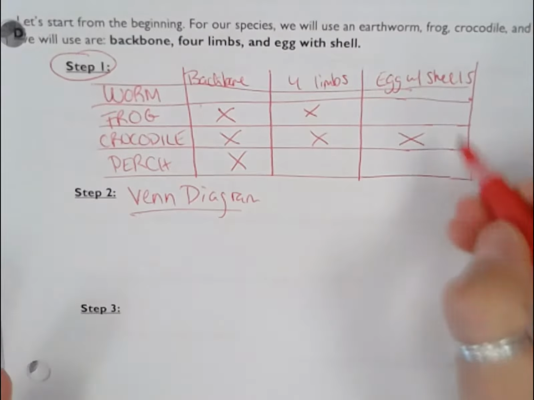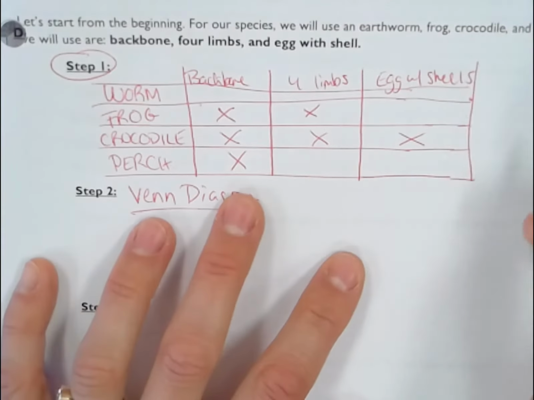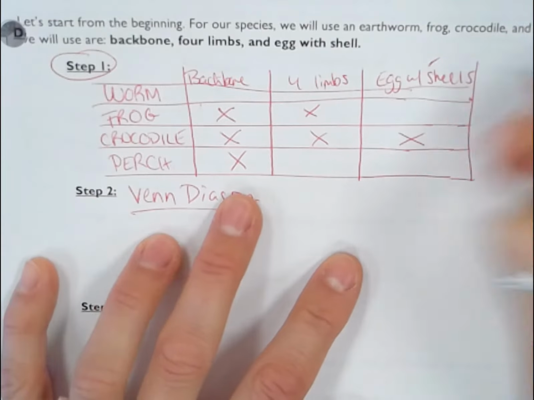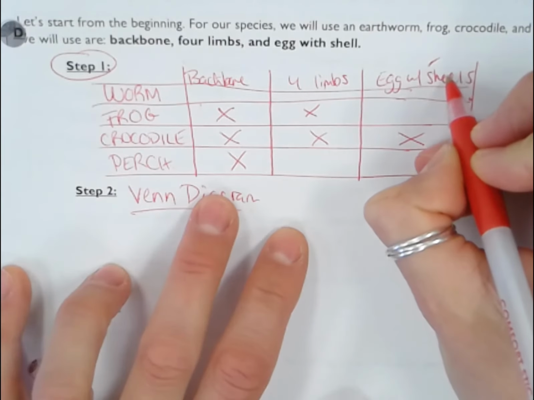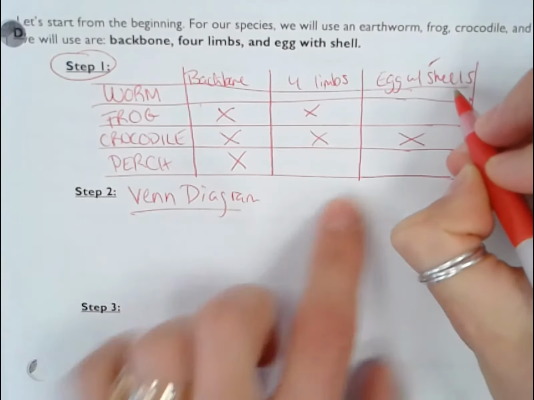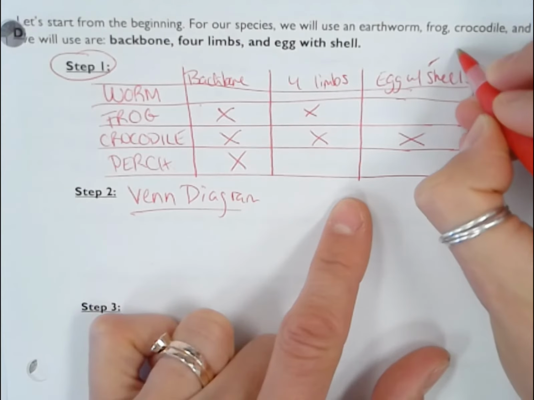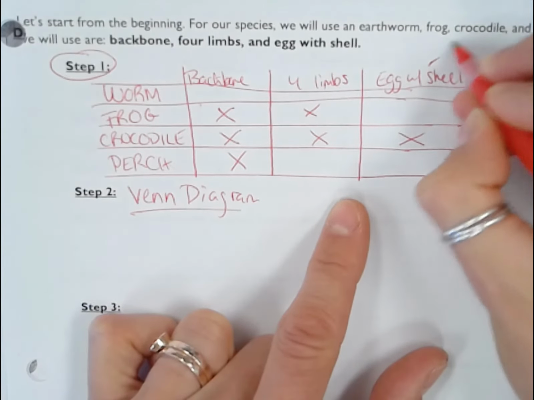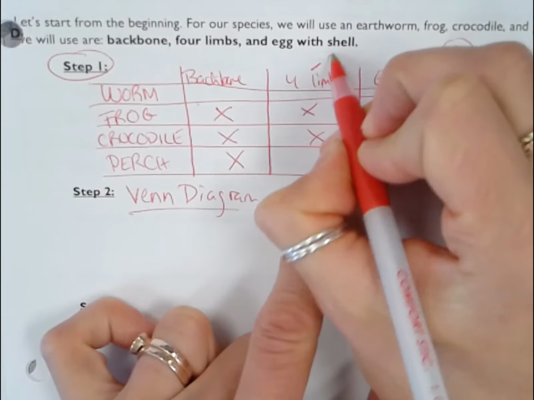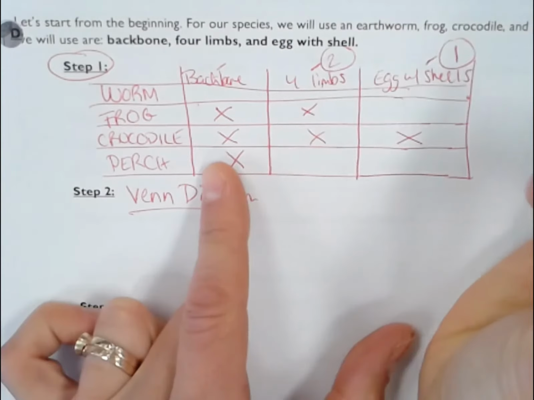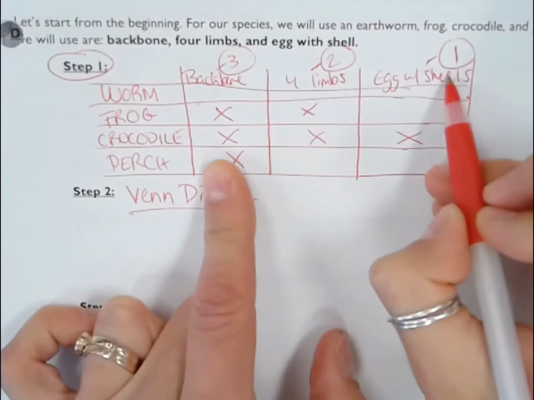Venn diagram, okay, the best way to do this, and I saw this in a lot of people's papers, is to figure out how many organisms or species share each of these traits. How many species have eggs with shells? Everybody? 1. How many have forelimbs? 2. How many have backbone? 3. So which of these traits are we going to put in the middle?